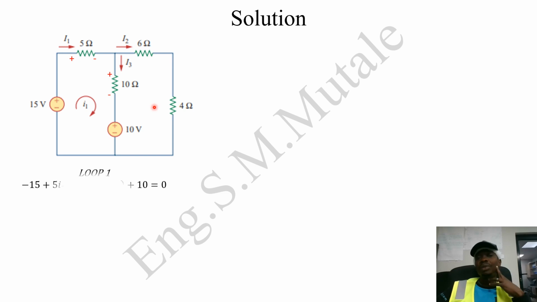So the equation will be negative 15, because you're meeting this 15 from the negative. The 5 is positive, that's why you have 5I1. The 10, the current is meeting from the positive, so you have 10(I1). The other one here is meeting from the negative, that's why it's negative I2. Then plus 10, which is that one. That's the equation. When you simplify that equation, you're going to have the following.